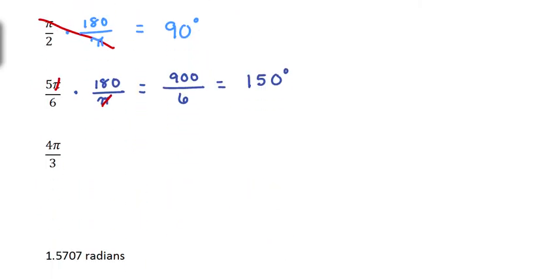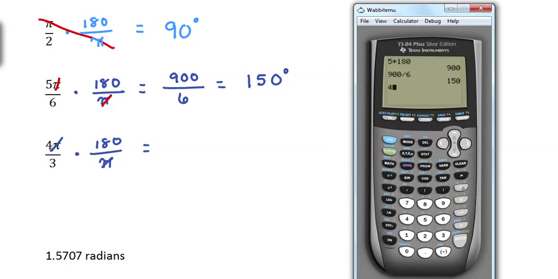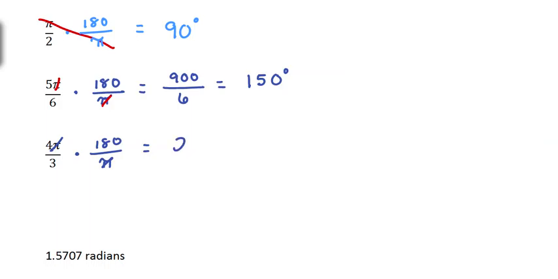We're going from radians to degrees, so we're doing 180 over pi. Pi's are going to cancel. So I have 4 times 180 divided by 3. 4 times 180. Your calculator's only as smart as the person putting the numbers into it. Surprise, surprise, 240 degrees.